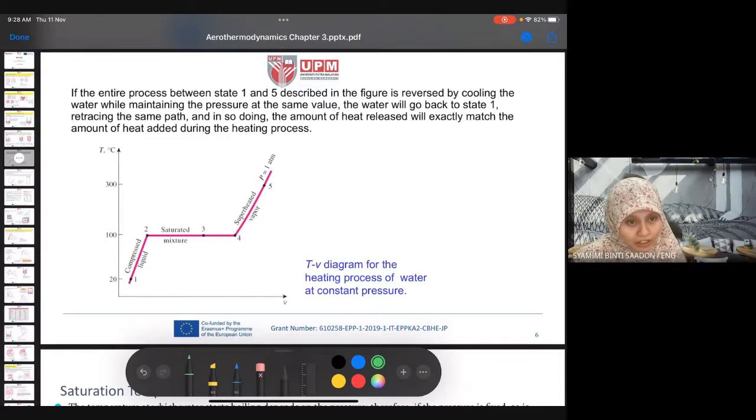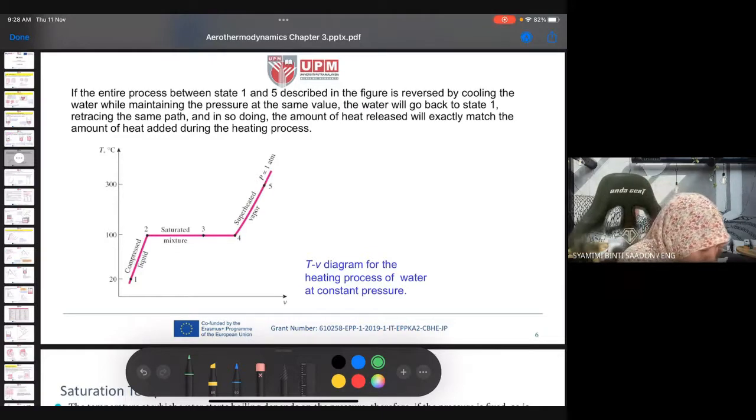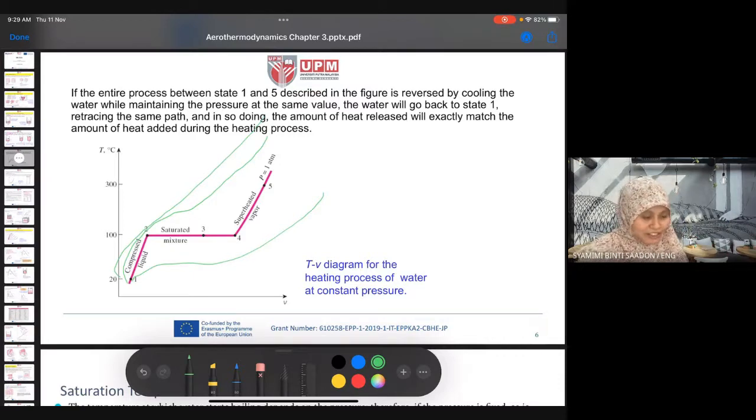If you have oil or carbon dioxide, there is another TV diagram just for carbon dioxide, so it is specific to that substance or fluid. Remember maybe like this one. In this figure we don't show all the isobar lines because it only shows the one line that concerns us, which equals 1 atmosphere pressure. But in the actual diagram, several isobar lines exist.